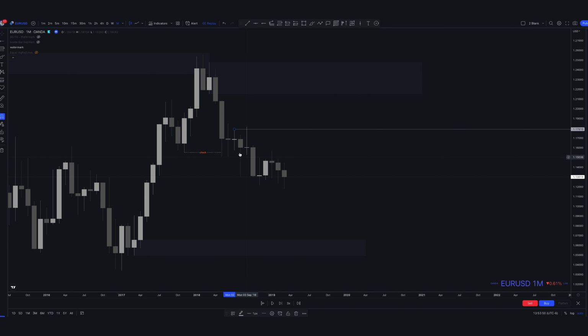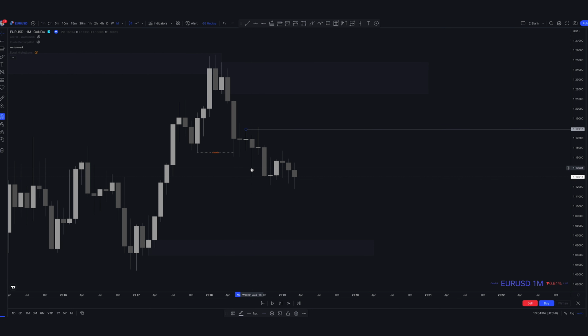But as you can see, you're going to learn later that this was just a sweep of liquidity to continue the move. That's why I was saying that the Choch will happen in the wrong and the right place.